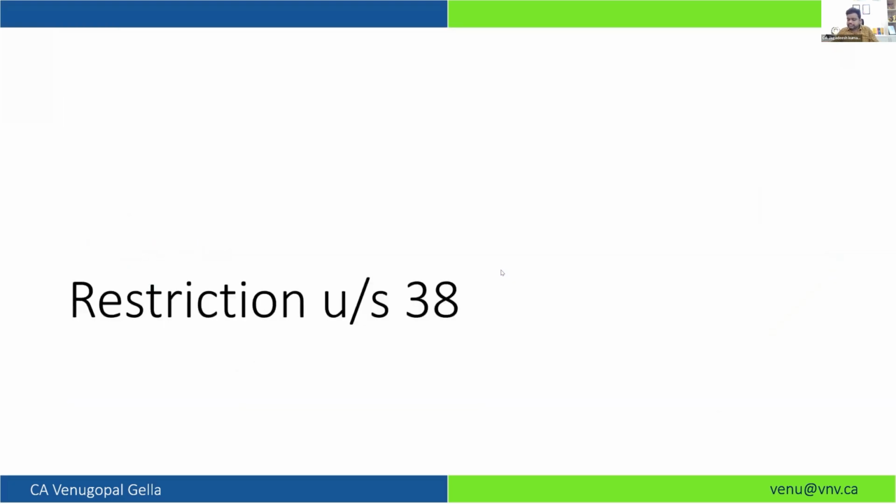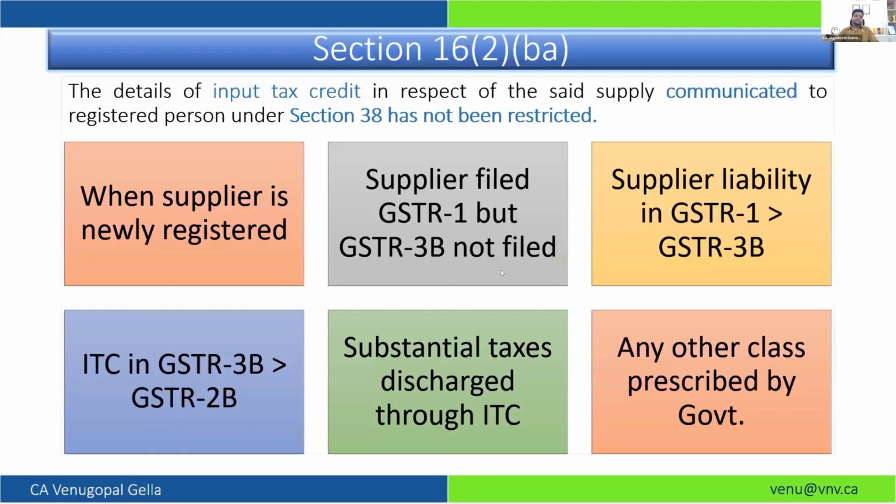Coming to the restriction under Section 38. Section 16 provided that in order to avail the ITC, that ITC should not be restricted by Section 38. We'll see what are all the restrictions that are provided in Section 38. So the details of ITC in respect of the said supply communicated to the registered person under Section 38 had not been restricted. We'll see what the restrictions are.